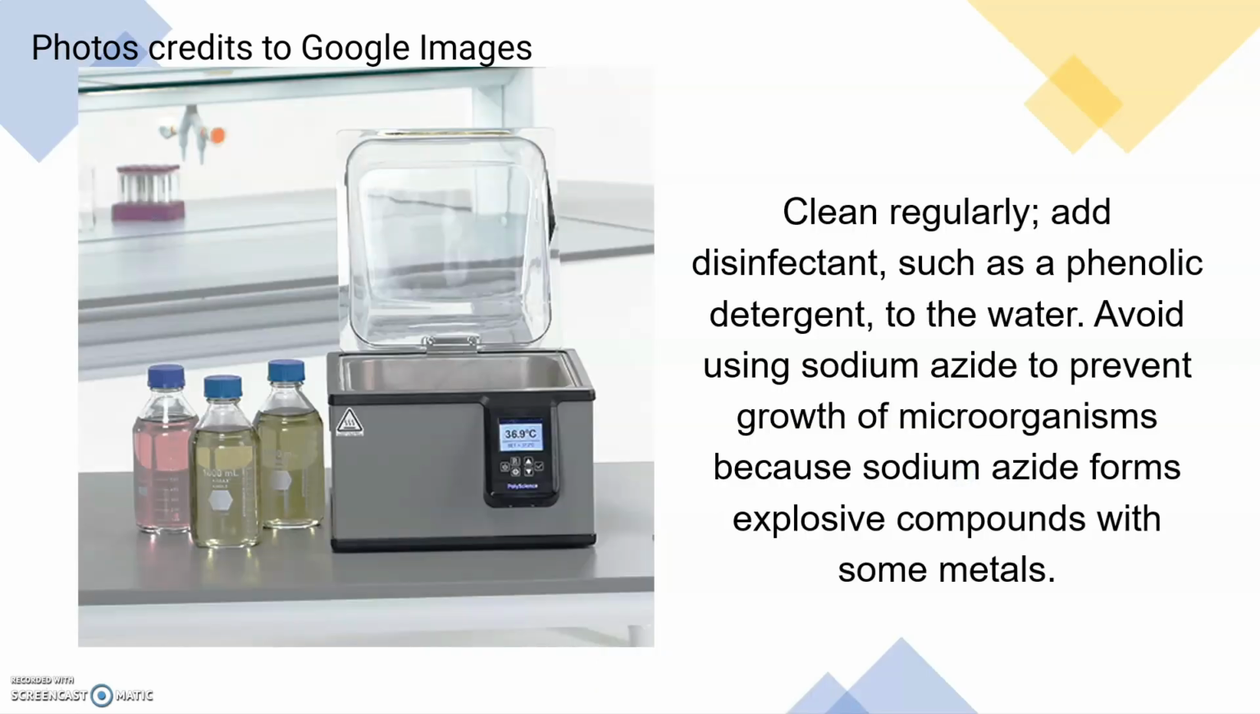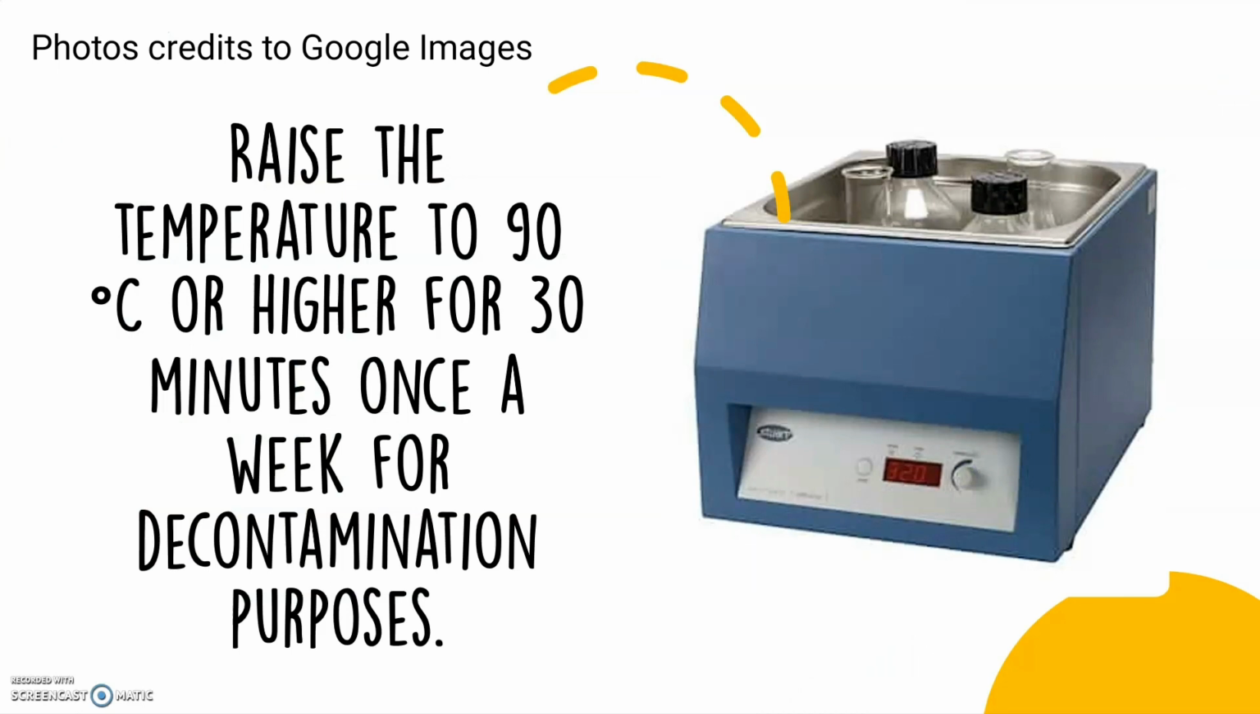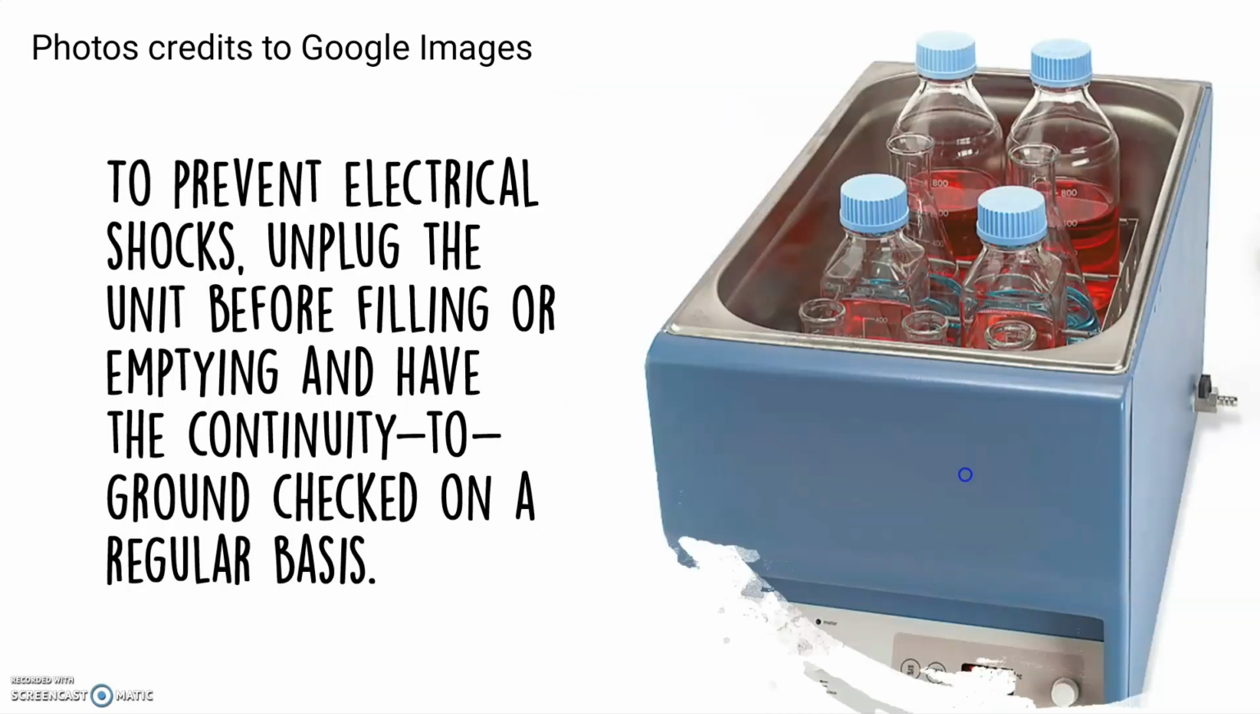Clean regularly. Add disinfectant, such as phenolic detergent, to the water. Avoid using sodium azide to prevent growth of microorganisms, because sodium azide forms explosive compounds with some metals. Raise the temperature to 90 degrees Celsius or higher for 30 minutes once a week for decontamination purposes. To prevent electrical shocks, unplug the unit before filling or emptying, and have the continuity to ground checked on a regular basis.